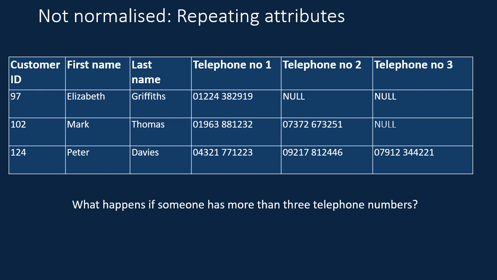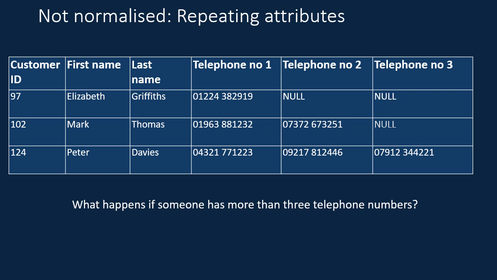So we're happy with that, but we're not so happy with what's going on with the telephone numbers here. We've got the situation where we've got three attributes for a telephone number, but they're repeating attributes. So again, that is not meeting first normal form requirements. And if you think logically how this works, well, first of all, you can have a lot of null situations where you have no data.